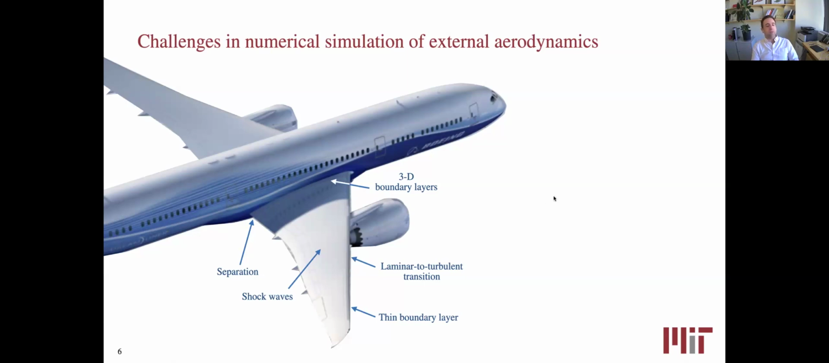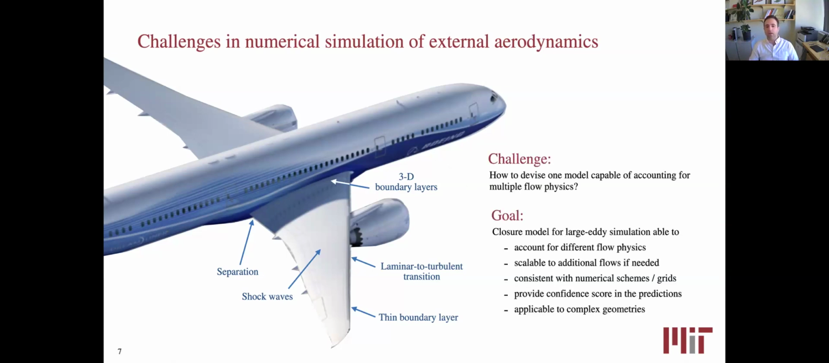Not all of these happen at the same time, but at some point during the flight envelope, they might happen. We have models that are good at predicting one of these effects, but there is no model that is able to predict all of these at the same time. And that's what we are trying to do. So what is the challenge? The challenge is we want a model for computational fluid dynamics that is able to account for all these types of flow features, and maybe more. This is just an example.